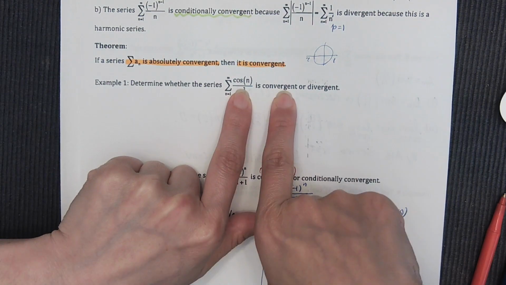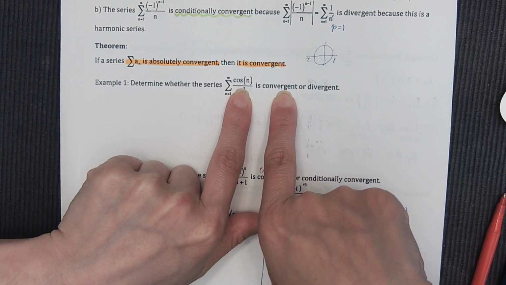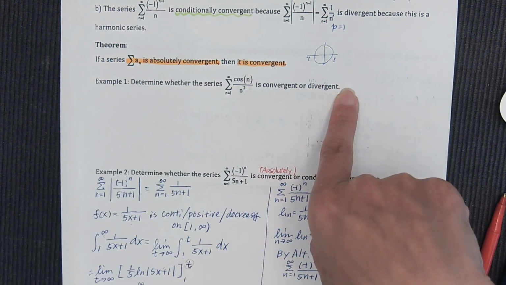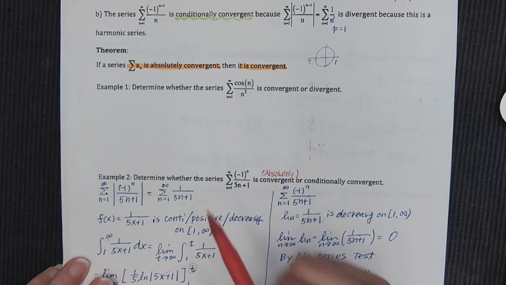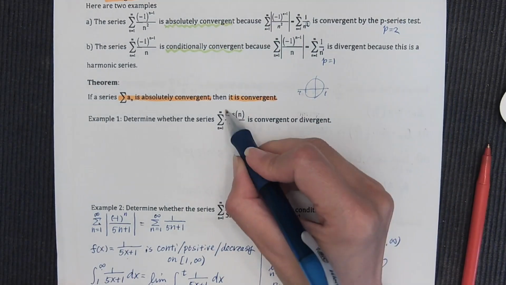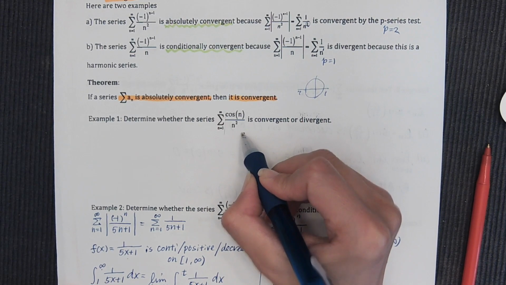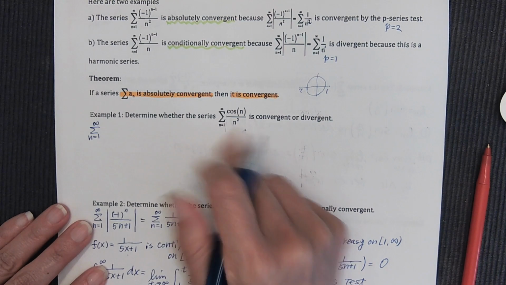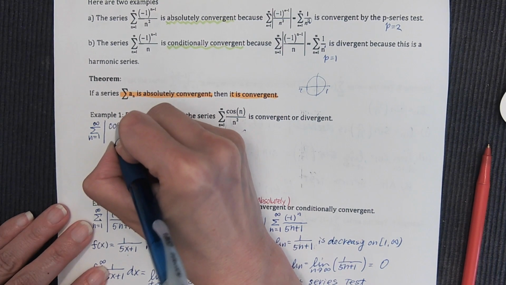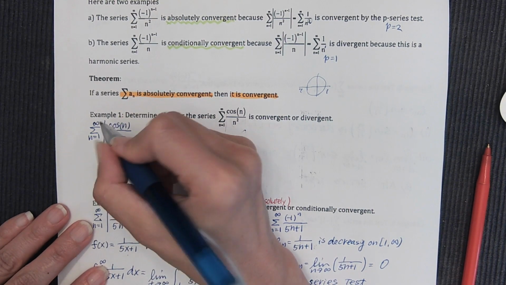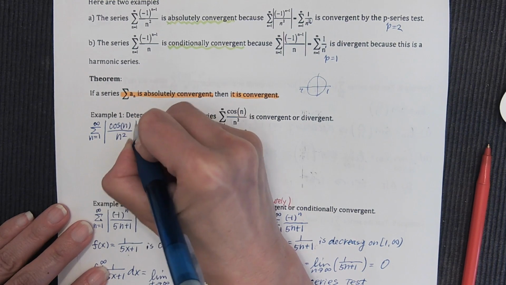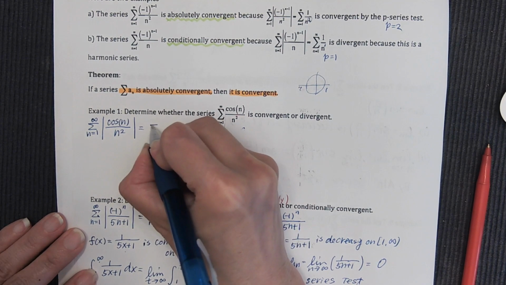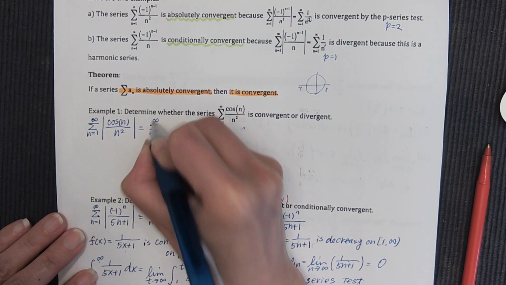It doesn't say conditionally convergent or absolutely convergent, because the question says convergent or divergent. But the first thing I'm going to do is see what happens if I take the absolute value. The summation n equals 1 to infinity of the absolute value of cosine n over n squared.